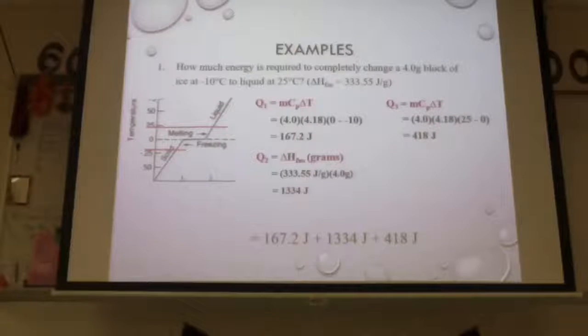The total amount of energy required to do this is going to be the 3 of these added together, right? So the 167.2 plus 1,334 plus 418. That gives me a total of 1,919 joules.